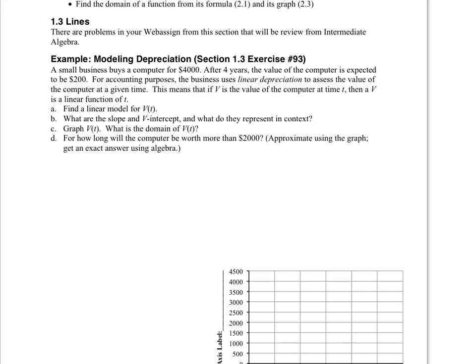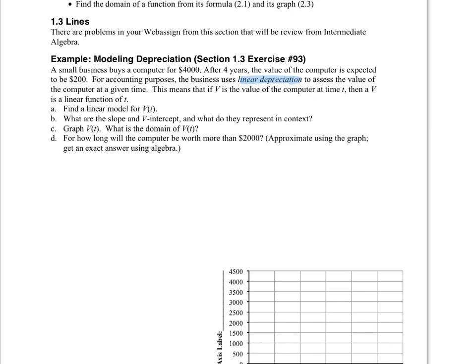All right, so let's do an example of a linear function and see how this works. The problem says the following. A small business buys a computer for $4,000, and after 4 years, the value of the computer is expected to be $200. Now, for accounting purposes, the business uses linear depreciation, so this is key to what we're going to do. Linear depreciation means you can just use the slope formula to find the line.